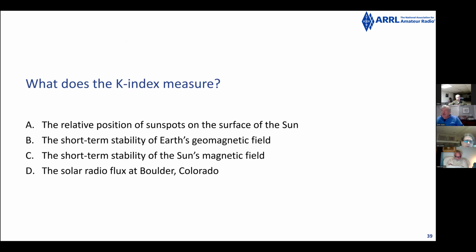What does the K index measure? The relative position of sunspots on the surface of the sun, short-term stability of the Earth's geomagnetic field, short-term stability of the sun's magnetic field, or the solar radio flux at the National Bureau of Standards in Boulder, Colorado. I think it's B. It is B as in boy, short-term stability. That's right, although a lower number is better.